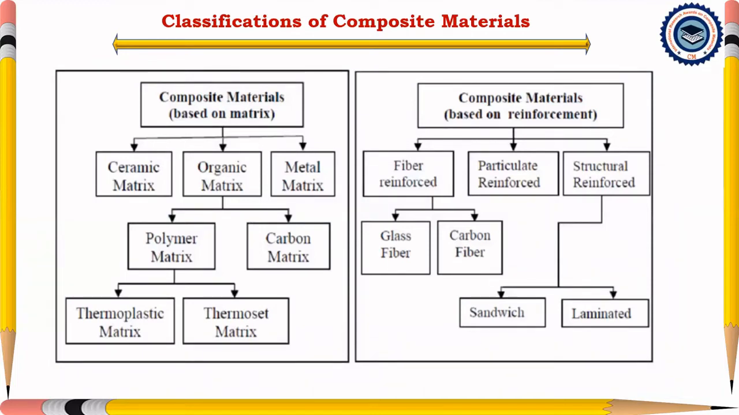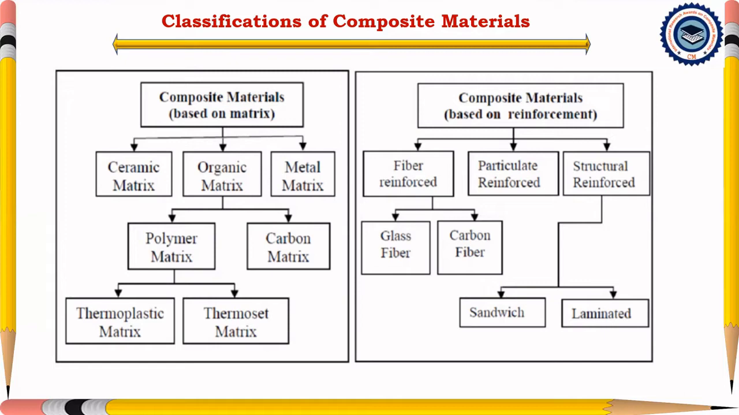Based on the matrix form, composite materials can be classified into ceramic matrix, organic matrix, and metal matrix. The organic matrix is classified into two: first one polymer matrix, second one carbon matrix. Similarly, the polymer matrix can be split into two: first one thermoplastic and the other thermoset matrix.